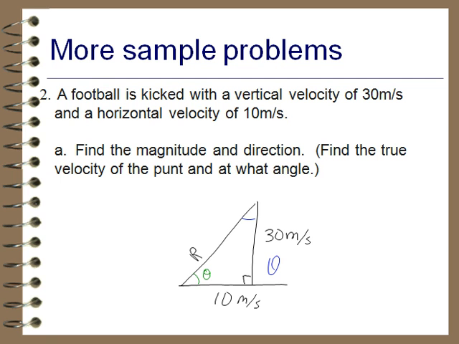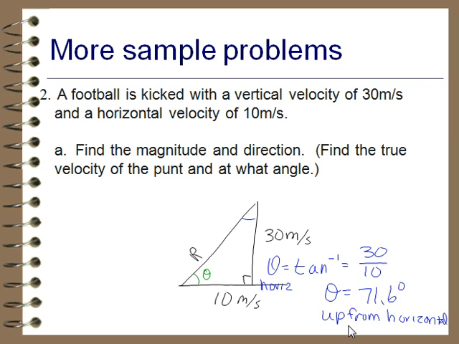So let's go ahead and try and find theta. So we'll use tangent to find theta, the opposite over adjacent. Okay, the opposite of 30 meters per second over 10 meters per second. And so we'll have to use our arctangent. I shouldn't have an equal sign in here, but I got it in there. So we'll have to use our inverse tangent, and we can find that. There we go. And that is 71.6 degrees up from the horizontal. That is theta that we just figured out. So it's up from the horizontal.